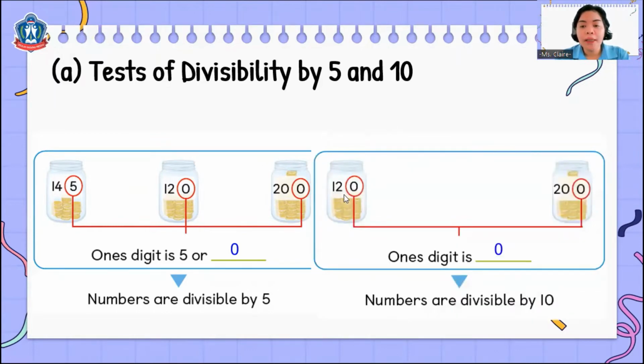Now, 120 and 200 both end with 0. If the ones digit is 0, they are divisible by 10. So, numbers that end with 0 are divisible by 10 and also they are divisible by 5. But if a number ends with 5, it cannot be divided by 10. Only those that end with 0 in the ones digit can be divided by 10. Okay, take note of that.